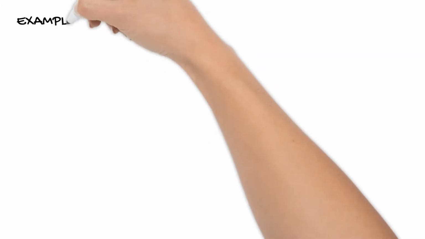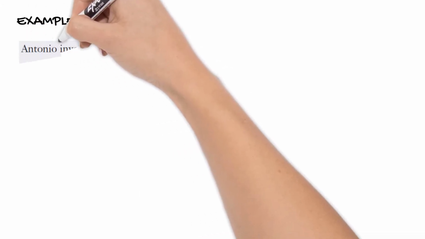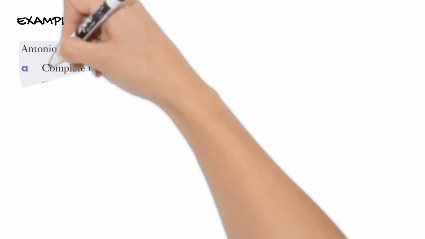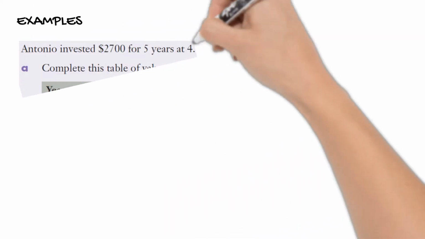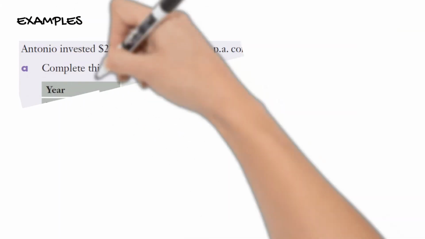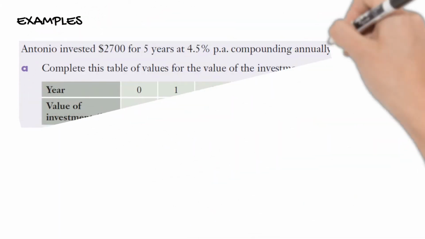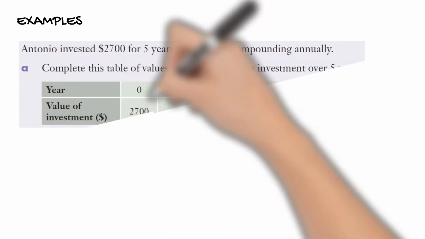Having a look at an example that we've been given, we've been told Antonio invested $2,700 for 5 years at 4.5% per annum compounding annually. Now, where it says compounding annually, that's your hint that you need to use the compound interest formula. Now, this formula is found on your reference sheet.